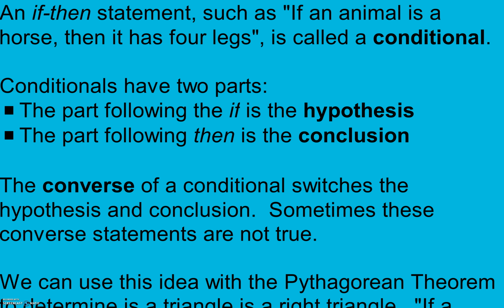So for example, if I said, if an animal is a horse, then it has 4 legs. Okay, that's true. I mean, almost always. Sometimes things happen, but horses have 4 legs. If I were to say the converse of that, I would say, if an animal has 4 legs, then it is a horse. And there's no guarantee on that. That's not always true. Sometimes it's true, but not always.